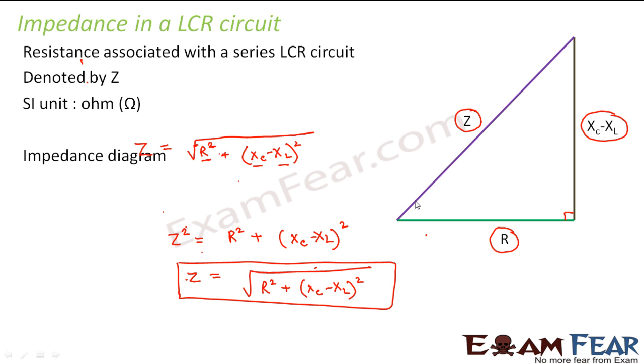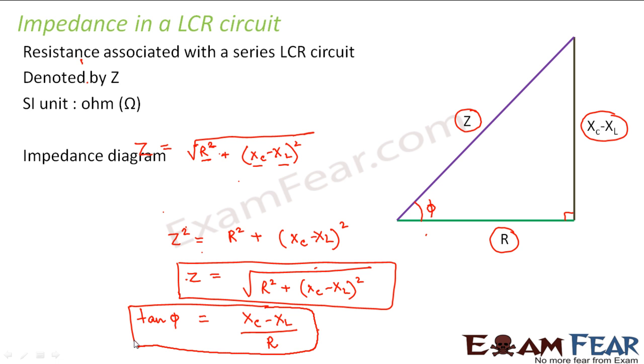And also we define this angle, that is the angle between the net impedance and the resistance, as phi. So we often say that tan phi is equal to (XC minus XL) divided by R. Now what is the significance of this angle phi? That we will study later. So I will come back to all these things. As of now I just introduced impedance so that you do not face difficulty while we solve the differential equation which I mentioned in the previous slide.